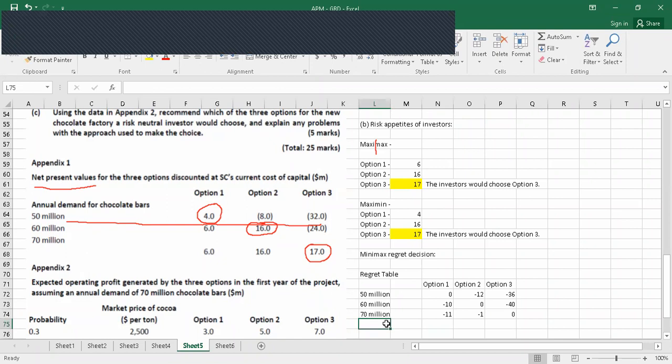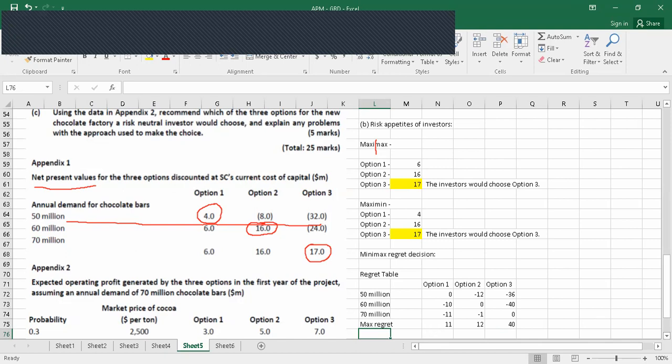Now these are regrets. So the maximum regret with option 1 is 11, maximum regret with option 2 is 12, maximum regret with option 3 is 40. So identify what's the regret. From the maximum regrets, choose the one which is minimum. So the minimum regret is with option 1.